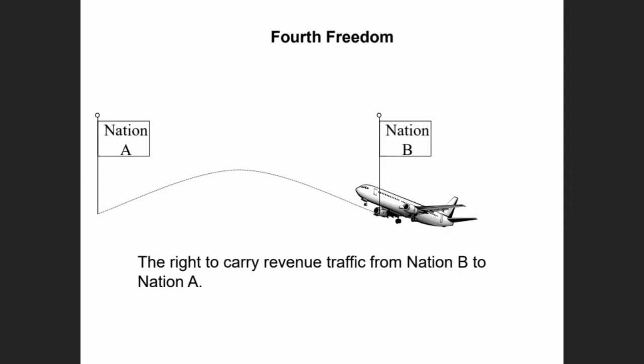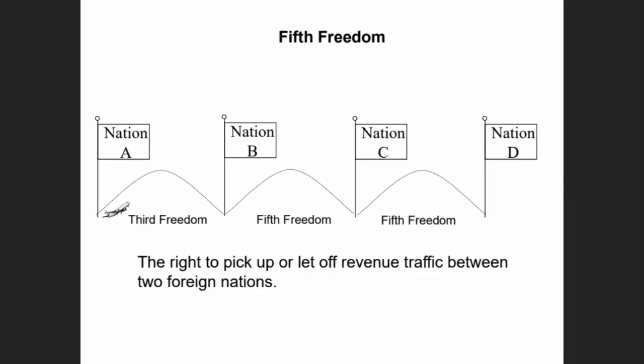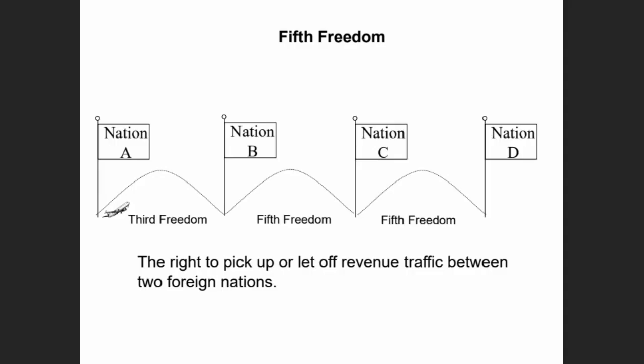Then we have fourth freedom, the right to carry revenue traffic from B to A. That is, the first one is carrying passengers from the US to Canada, and for us, fourth freedom will be bringing passengers from Canada to the United States. Fifth freedom is the right to pick up or let off revenue traffic between two foreign nations. That means going to nation D. For example, if you're flying from the US to South America, stopping over in Jamaica, then going over to Venezuela, and then the flight ending in Colombia, and then going back tracking the same way, D, C, B, and A. That is, in our case, Colombia, Venezuela, Jamaica, and US.